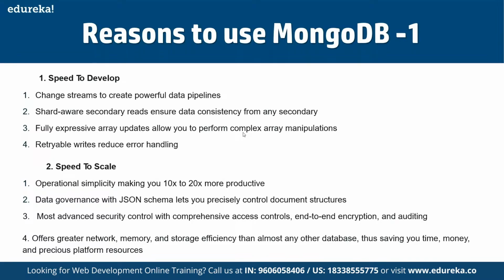If we talk about the speed to scale, then operational simplicity makes us 10 to 20 times more productive, and data governance with JSON schema lets us precisely control document structures, along with the most advanced security controls with comprehensive access controls, end-to-end encryption, and auditing. In terms of speed, it utilizes the internal memory for storing the working set, which allows for faster access to data.